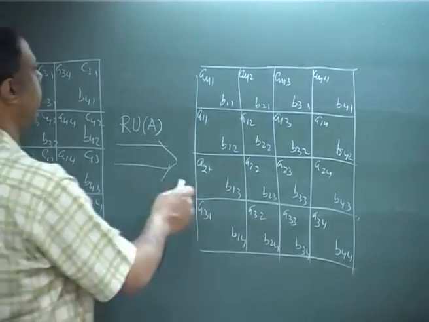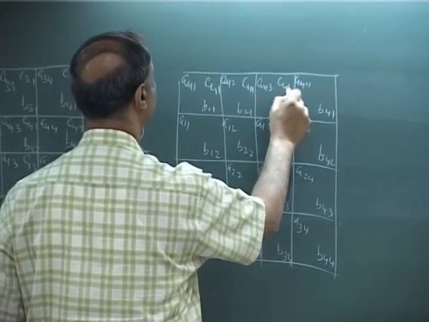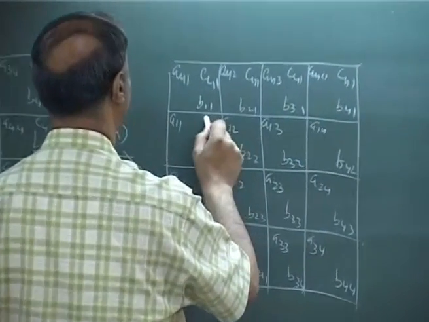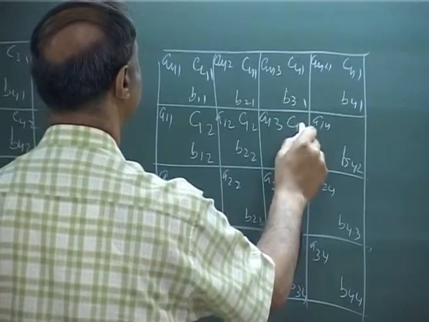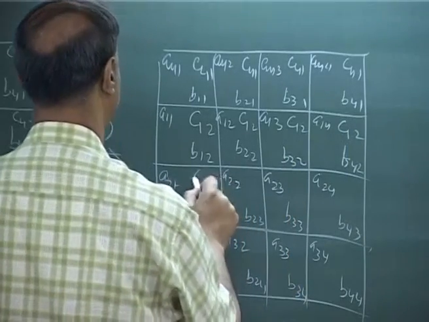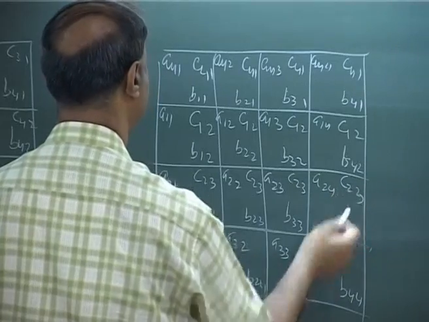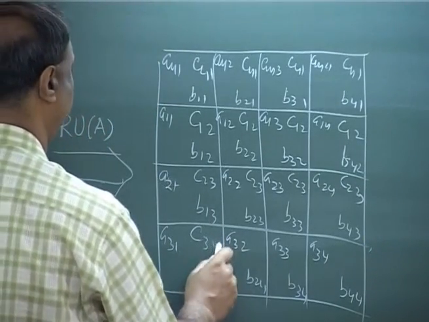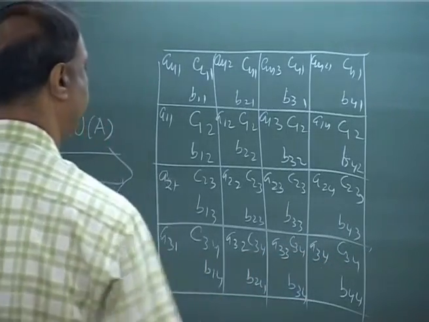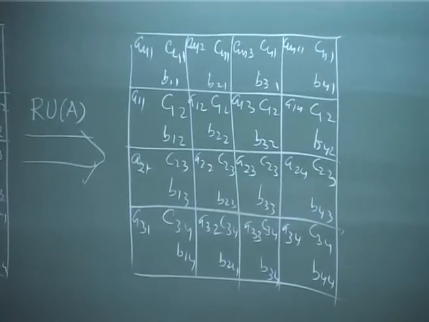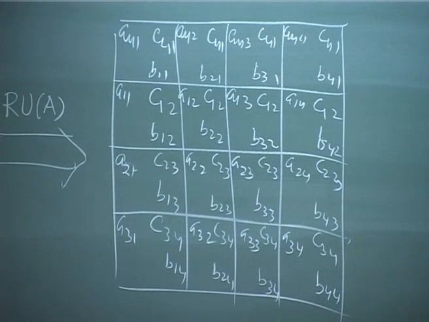So this gives you the guarantee of C41, C12, C23, C34, and you add them and place it in the appropriate position in order and time.